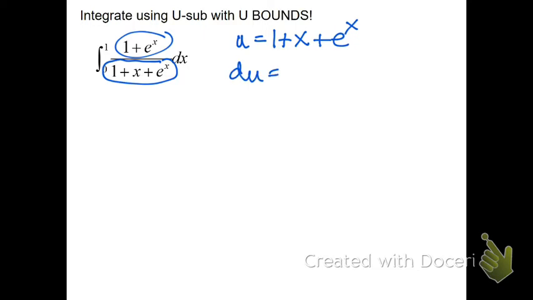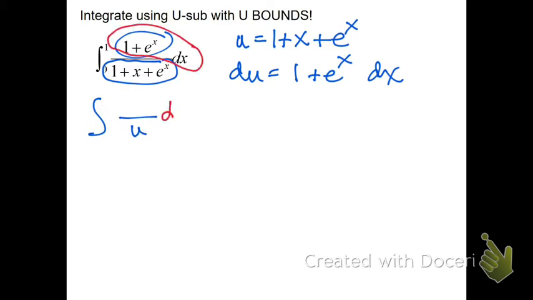Du would then be, derivative of 1 is 0, so it'd be 1 plus e to the x, dx. Now I'm going to rewrite this in terms of my u's and du's. Well, the denominator is u. All of this is du, but I'm going to put it out here. That's a little easier for me to look at.